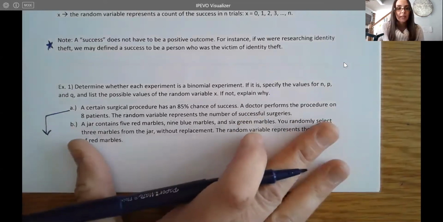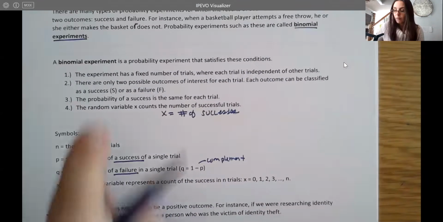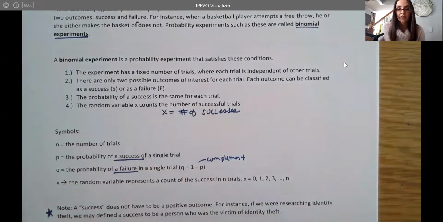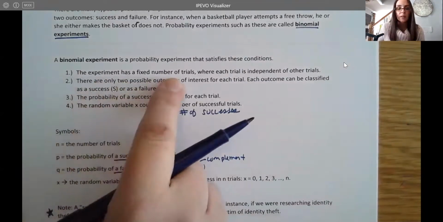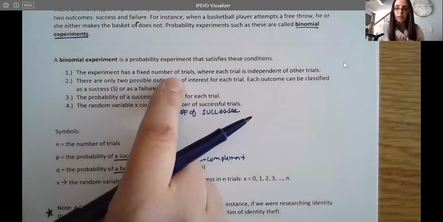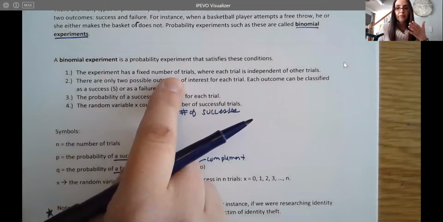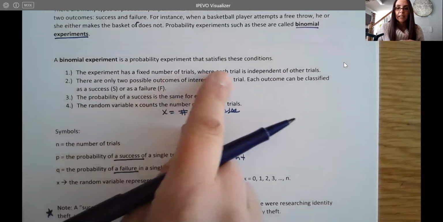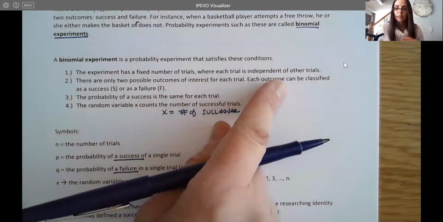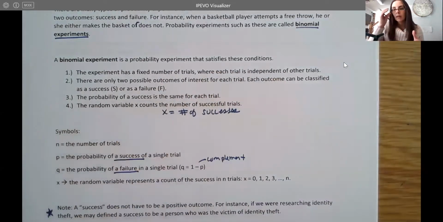So what we need to do is think about these 4 things to see if it actually fits the criteria. So first of all, is there a fixed number of trials? Yes, we're looking at 8 patients. So we do have a fixed number of trials of 8. Is each trial independent of the other trials? Yes, it is, right? There is no reason why one person's surgery being a success or a failure should affect another person's surgery being a success or a failure.